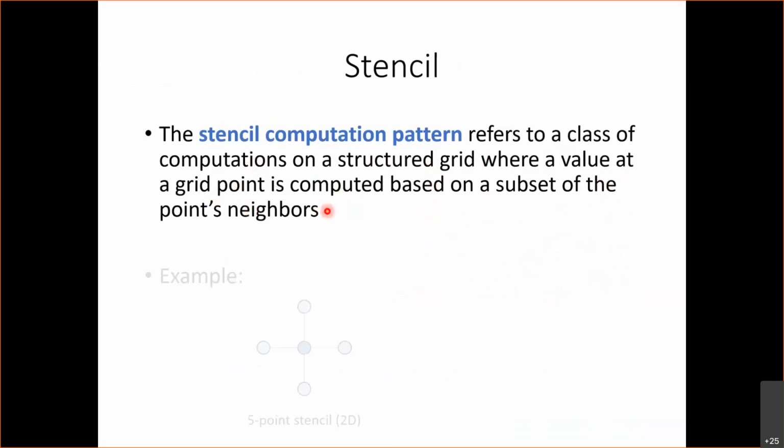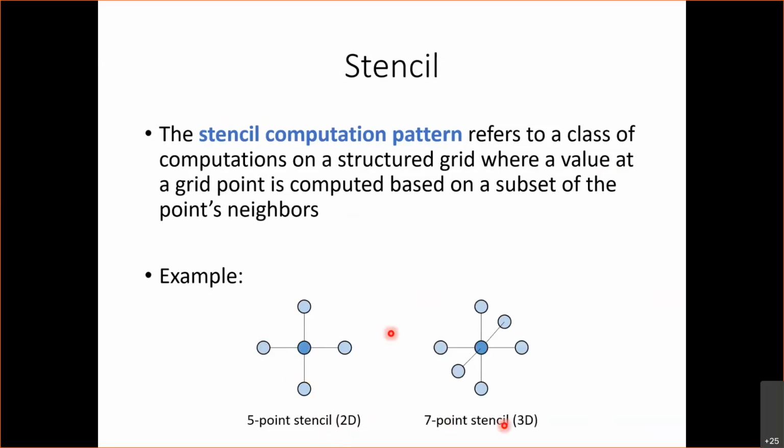For example, if I have a grid of points, this could be a 2D grid. A 5-point stencil on a 2D grid is an operation where the next value at some grid point is the combination of that grid point and also the neighboring elements in the grid. We can also do this in 3 dimensions. So we can have a 7-point stencil in 3 dimensions where the next value of the grid point is based on the value of the grid point and its neighbors in the x dimension, the y dimension, and also the z dimension. Okay.